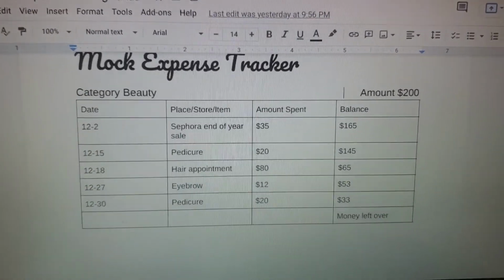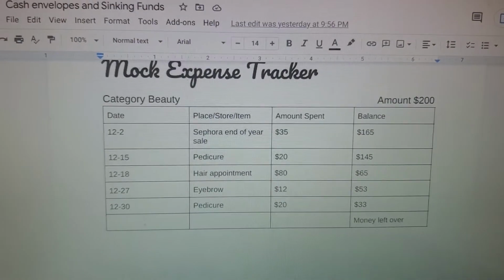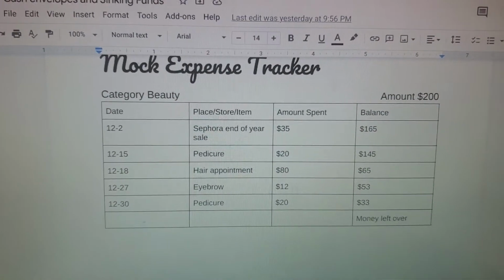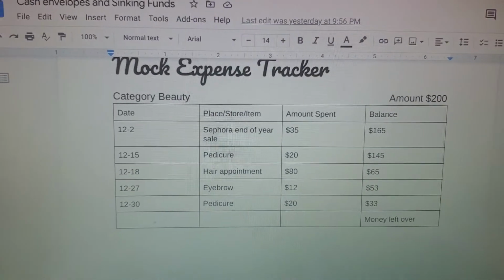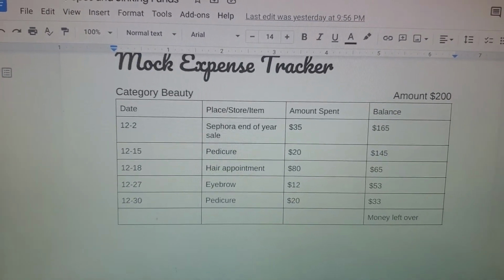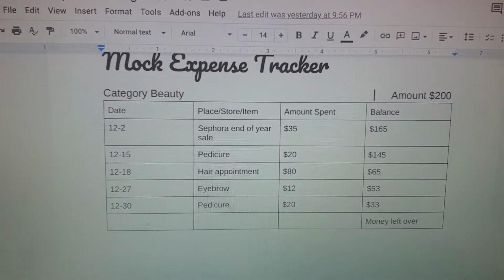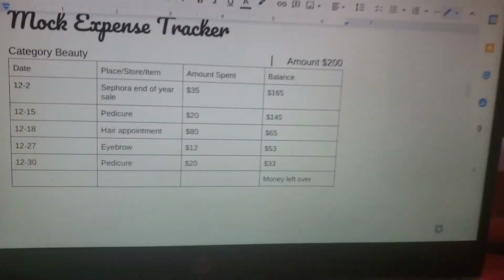Now, at this point, she can either roll it over to the next month. If you want to use the rollover method, she can put that $33 into savings. Or after the end of the month, she realized that she spends a little bit more on gas than she does on beauty. She can change the totals of what her cash envelopes will be for that specific category.